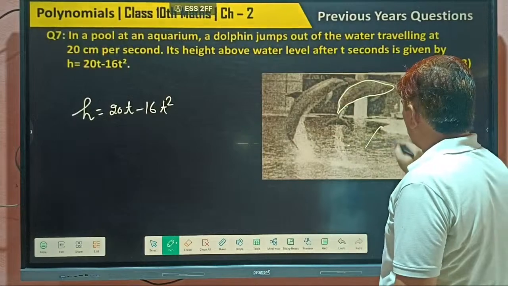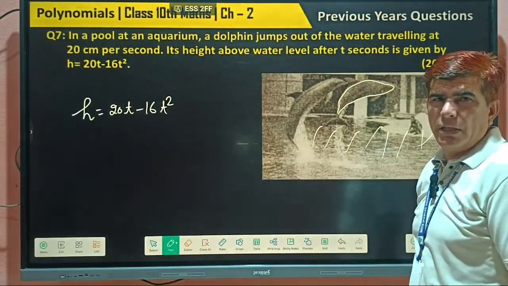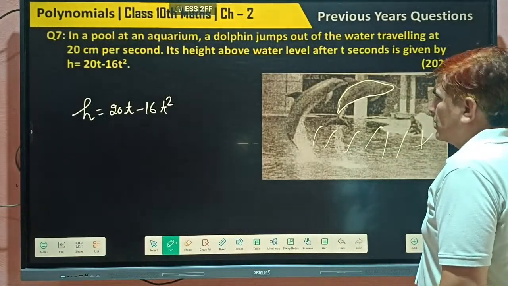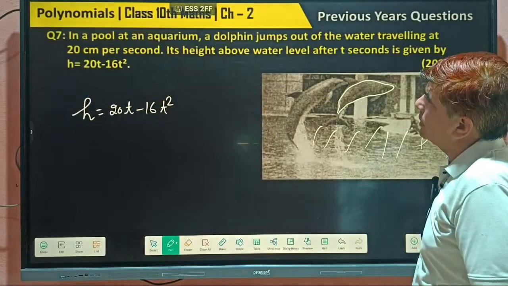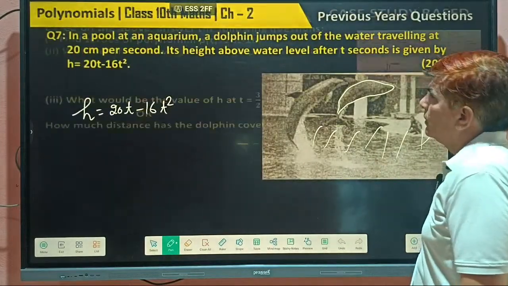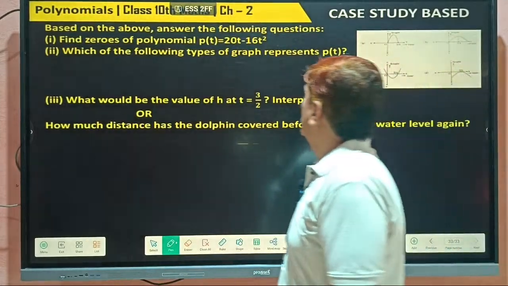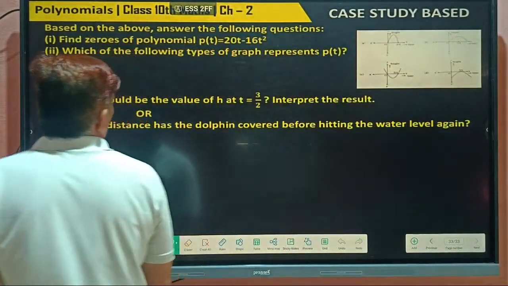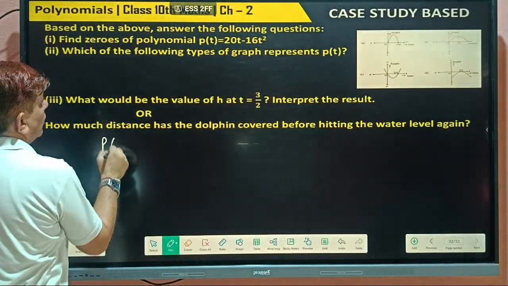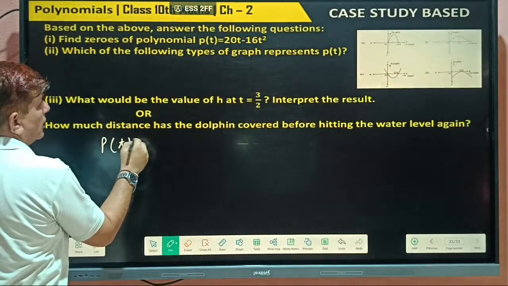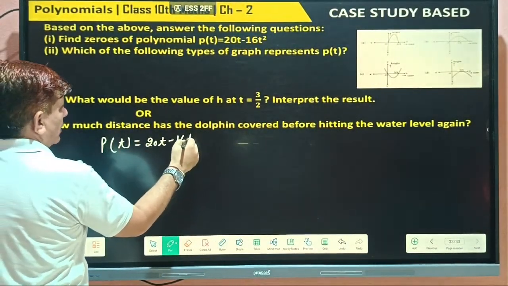This is the dolphin shown here, jumping, and this is the water. So its speed of jumping is 20 centimeters per second. Based on the above, answer the following questions. Find the zeros of the polynomial. Which polynomial? This polynomial, p of t, where t is its variable: 20t minus 16t square.